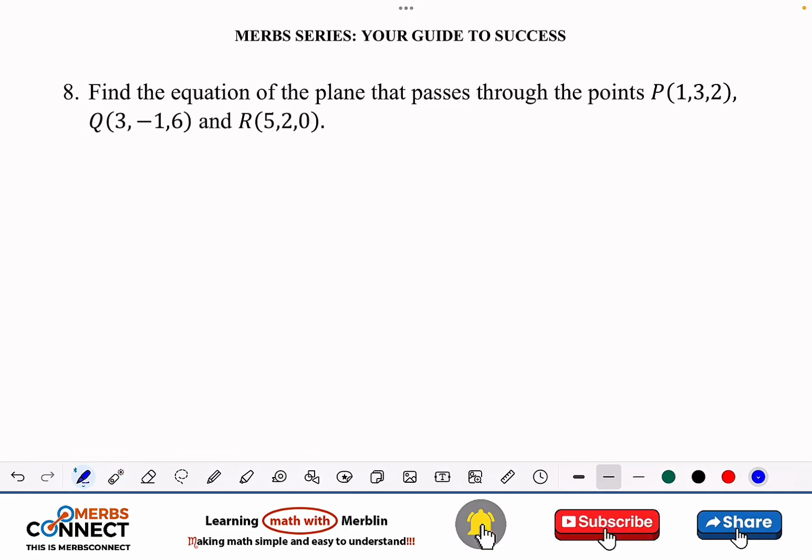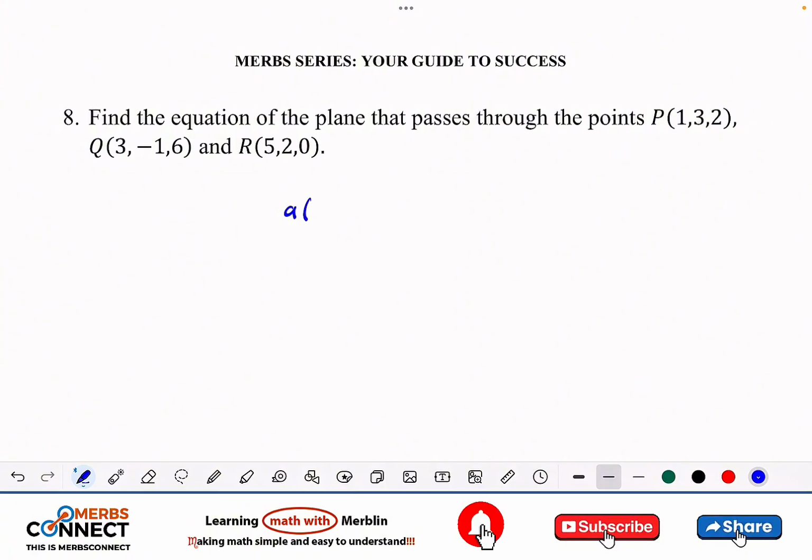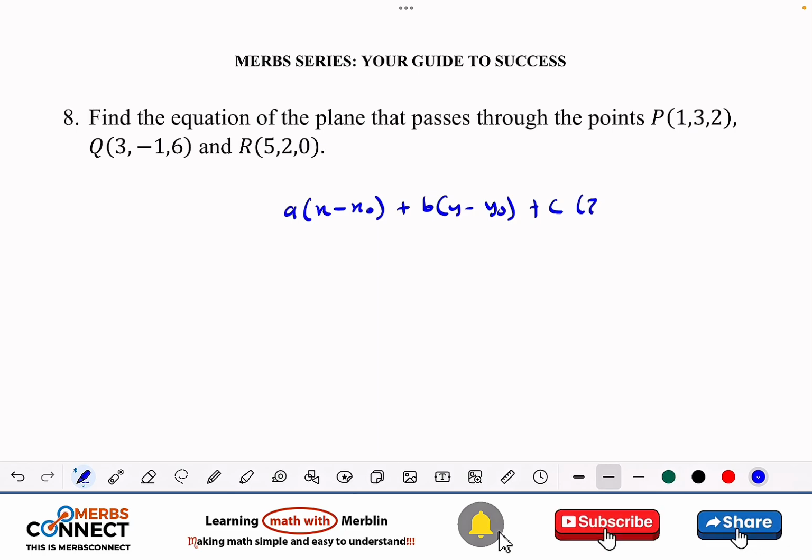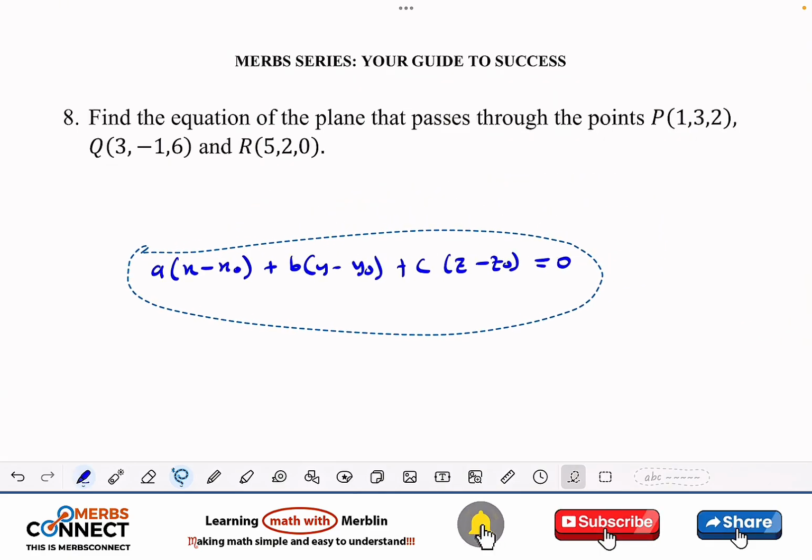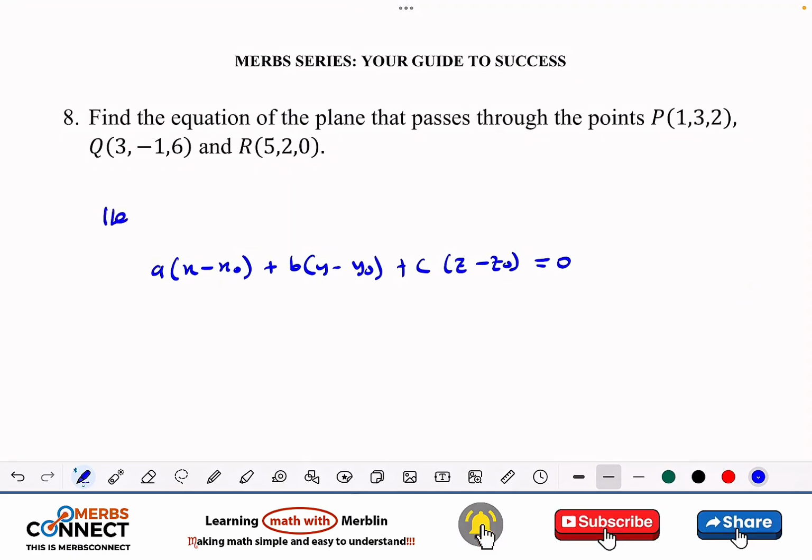We said the equation of the plane is of the form a(x minus x naught) plus b(y minus y naught) plus c(z minus z naught) is equal to 0. So this is the equation of the plane, right? So I can write that the equation of the plane is given by this. Yeah, so this is what we have.